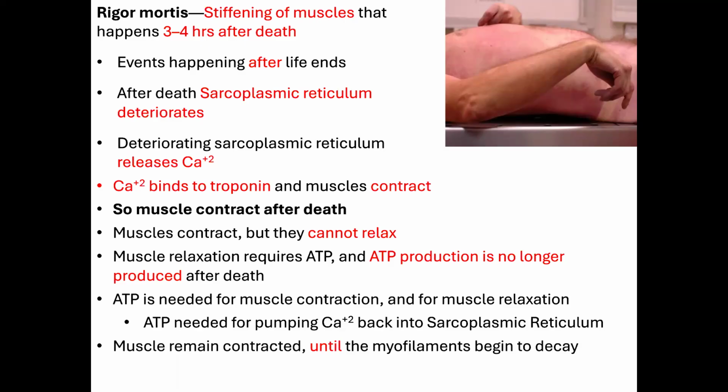So muscle contracts after death. But muscle cannot relax. Why? Because there's no ATP. That's where the importance of relaxation being an active process comes in. It needs ATP. So relaxation does not happen, but eventually it will happen because the actin and myosin filaments will deteriorate. Initially it will go into contraction. So that's why I'm emphasizing that relaxation is an active process.